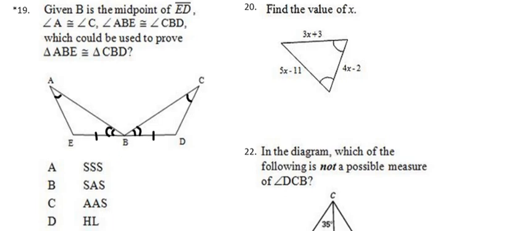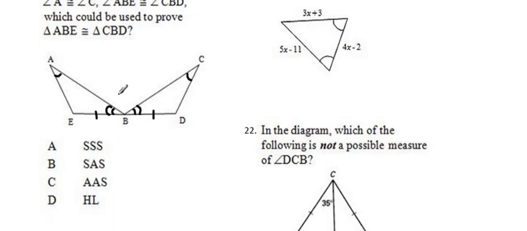Okay, let's eliminate. We don't have any information about any other sides than this one. So it can't be A because we don't have 3 sides to compare. It can't be B because we don't even have 2 sides to compare. It can't be D because there's no right angle. So it can't be hypotenuse leg. So let's look. Angle, angle, side. It's got to be C.